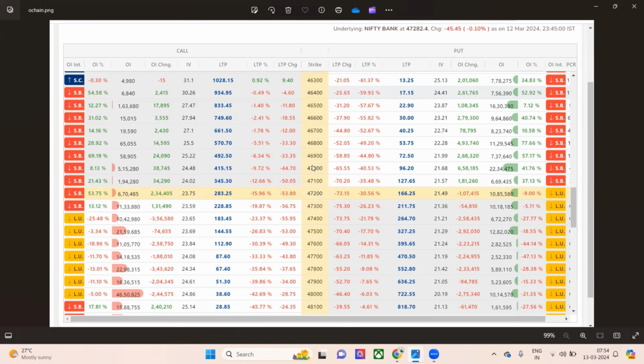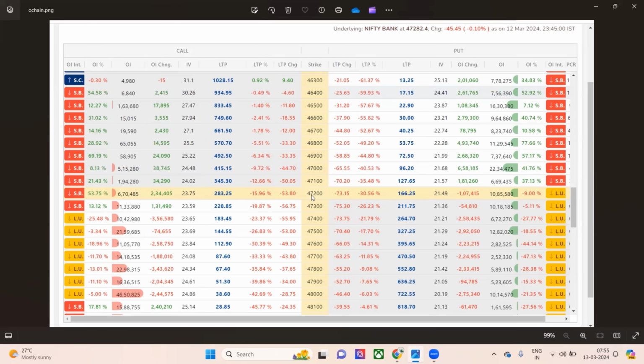So the range can be between 47,000 and 47,500, and you will get a gamma blast if they break 47,000 on the downside or 47,500 on the upside. If 47,000 is broken on the downside, there can be a very good down move as the next support level will be at 46,500. So we can expect a 500 point down move. First resistance can be at 47,500, next resistance at 47,800, and the maximum is 48,000 where the sellers expect they are safe.